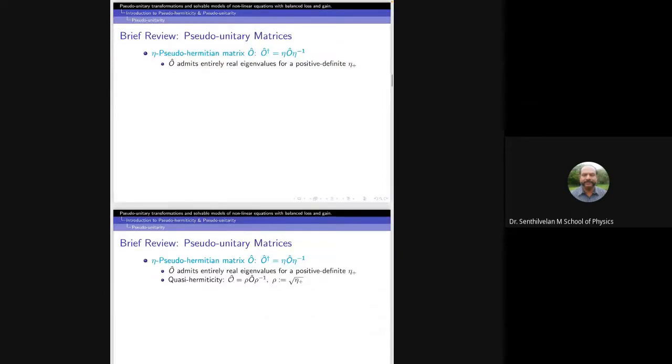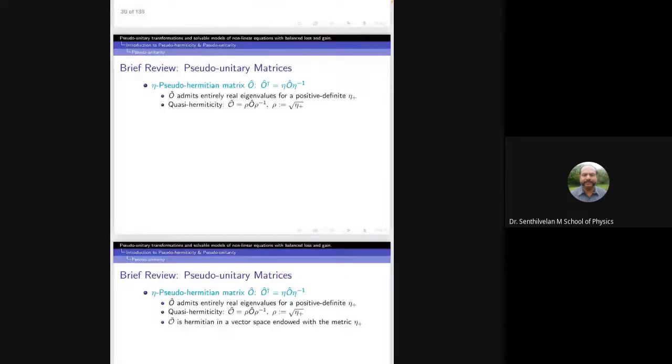Well, another concept is called quasi-hermiticity. Basically, we convert this apparently non-Hermitian operator to a Hermitian operator through again some similarity transformation, where the similarity operator is rho, and rho is defined as the square root of eta plus. Note that by definition, eta plus is positive definite, all its eigenvalues are positive. So that's why the square root of eta plus is also well defined. And if you find eta plus, it's very trivial to find rho, or vice versa. If you can find rho, then you can find eta plus, just eta plus is rho square.